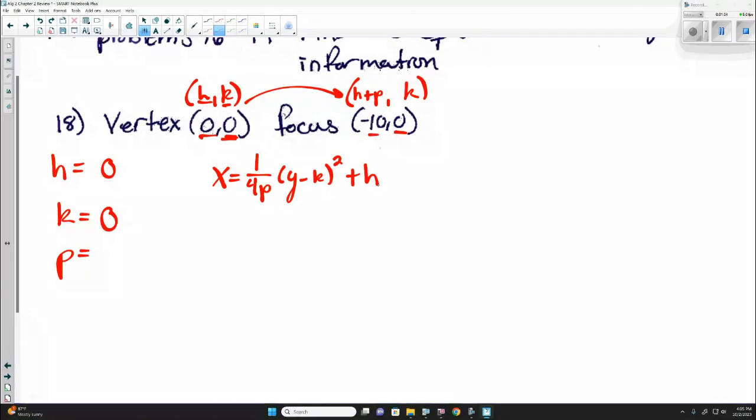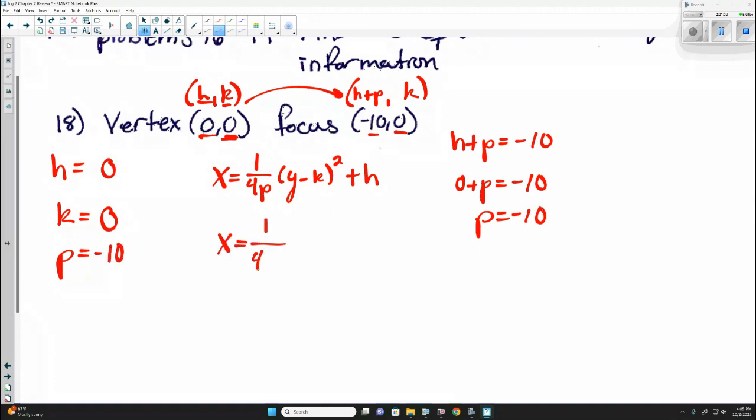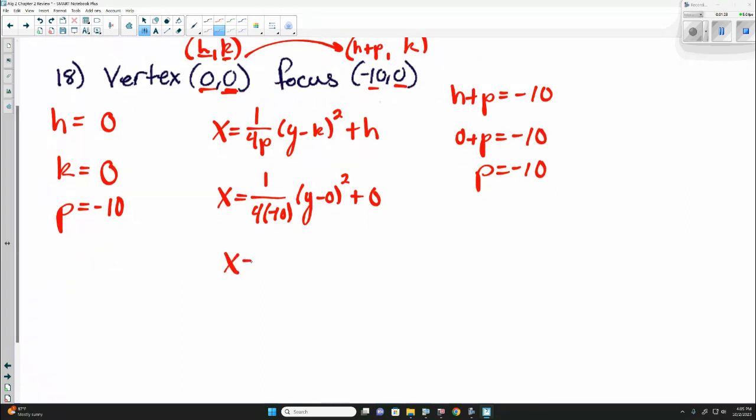Now we just need to find the value p. Now the focus also told us that h plus p was -10. Our value of h is 0, so 0 plus p is -10, or p is just -10. So x is equal to 1 over 4 times -10 times y minus 0 squared plus 0. And if we simplify this here, we can plug our 1 over 4 times -10 into the calculator, which will give us -1/40. Our y minus 0 squared simplifies to y squared, and we get this here.